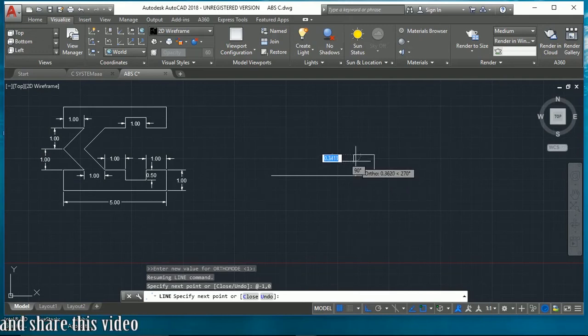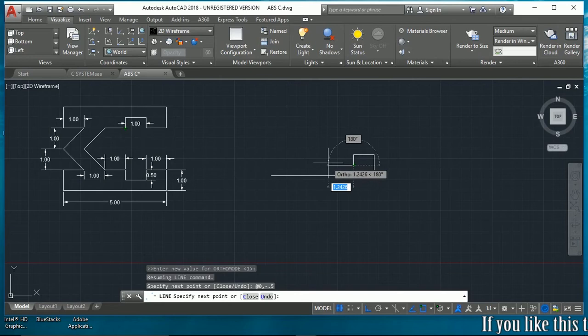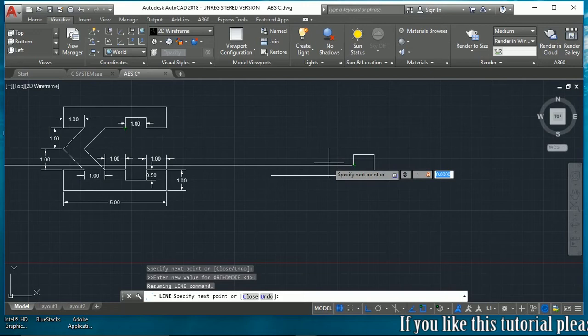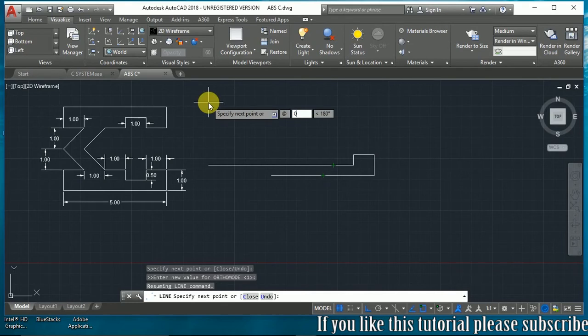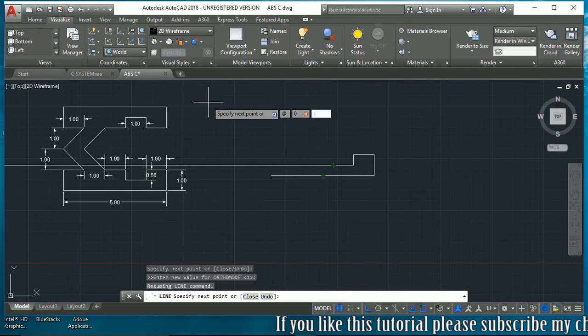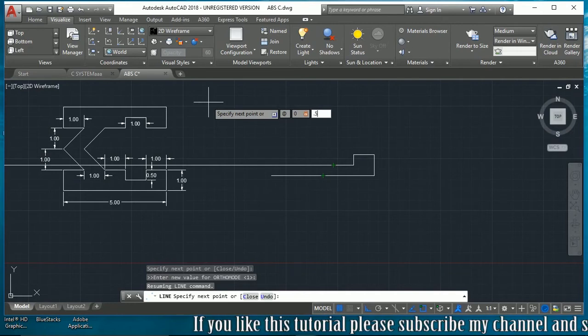Now we have to draw the next point. Here x coordinate will be 0, but y coordinate will be -0.5. @0, -0.5, enter. Next point, horizontal distance 1. So @-1, 0, enter. Next point @0, -0.5, sorry, not minus 0.5.